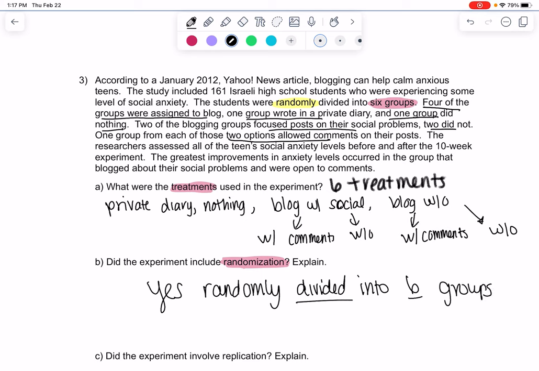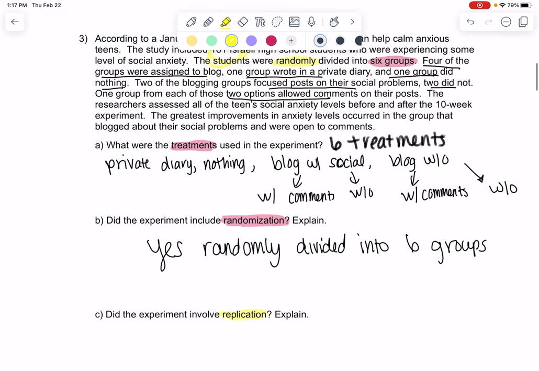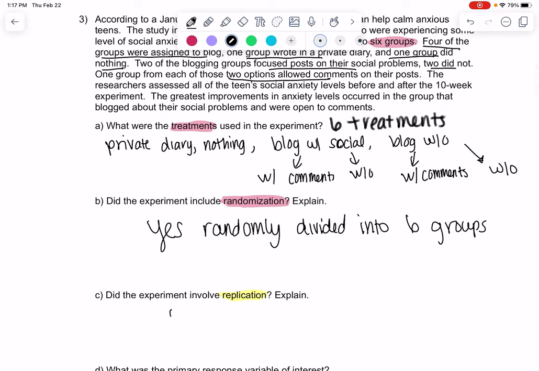Oops, I don't know why I underlined either of those. Replication. Replication just means, did it happen more than once? Yep, 161 Israeli high school students. So it was repeated for 161 students.